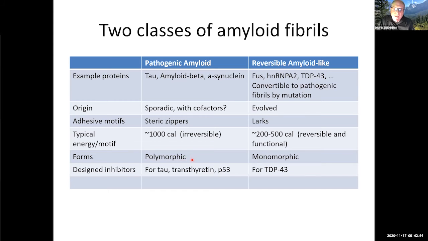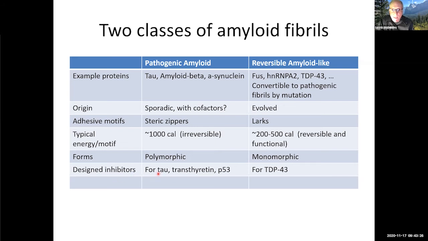If my brother is unlucky and his tau forms into the paired helical filaments, he gets Alzheimer's disease. If I'm lucky, my tau aggregates in my brain, but it goes into one of the other structures. I'm lucky and I don't get the disease. The reversible amyloid structures seem to be monomorphic, a single evolved structure.